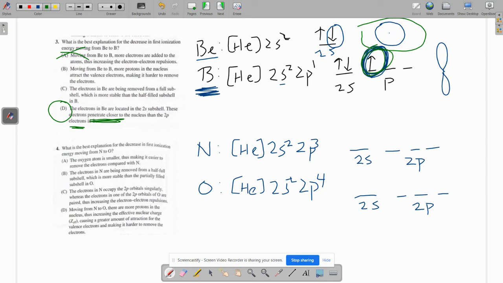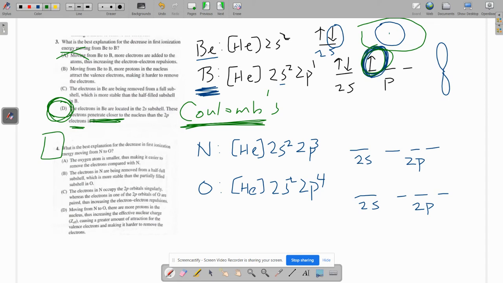C, the electrons in beryllium are being removed from full subshells, which is more stable than the half-filled subshell in boron. Okay, and that sounds good. That might be a contributing factor, but bottom line, if you can bring it back to Coulomb's law, meaning dealing with the attractions from the nucleus and the size of the charges, that's always going to be a stronger answer. So because of the spherical shape, the electrons can feel the pull from the nucleus, that's a Coulomb's law answer. Okay, so D would be the best answer. Good. Alrighty, let's go on to number 4.